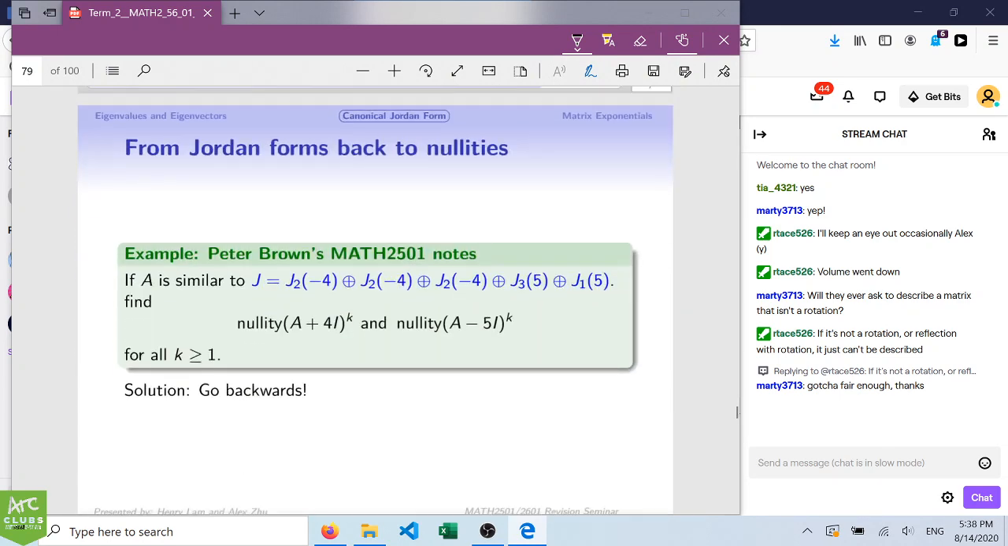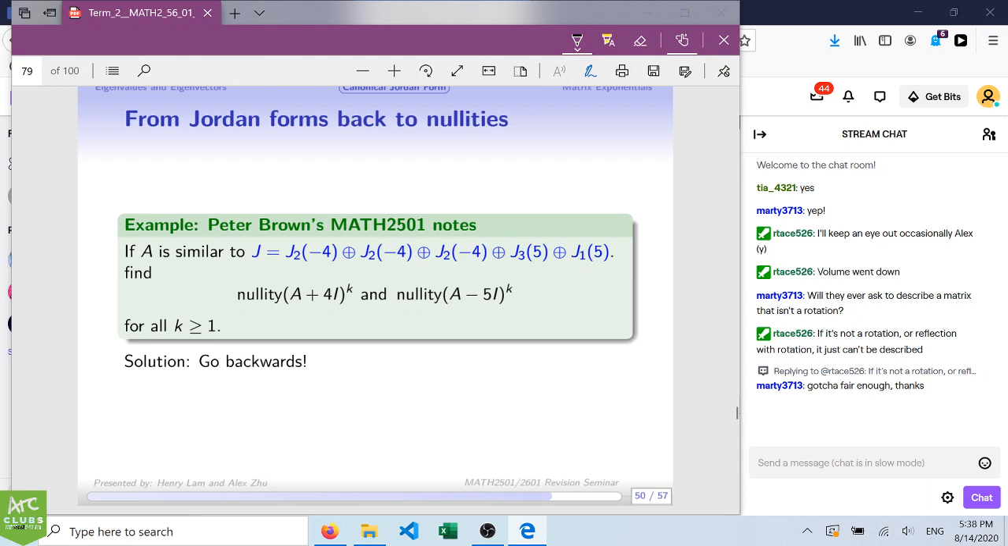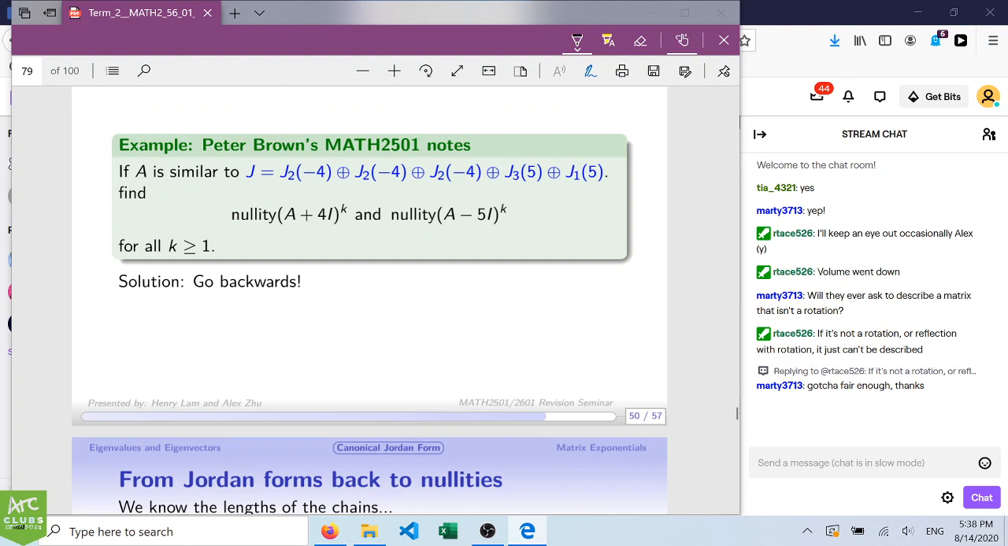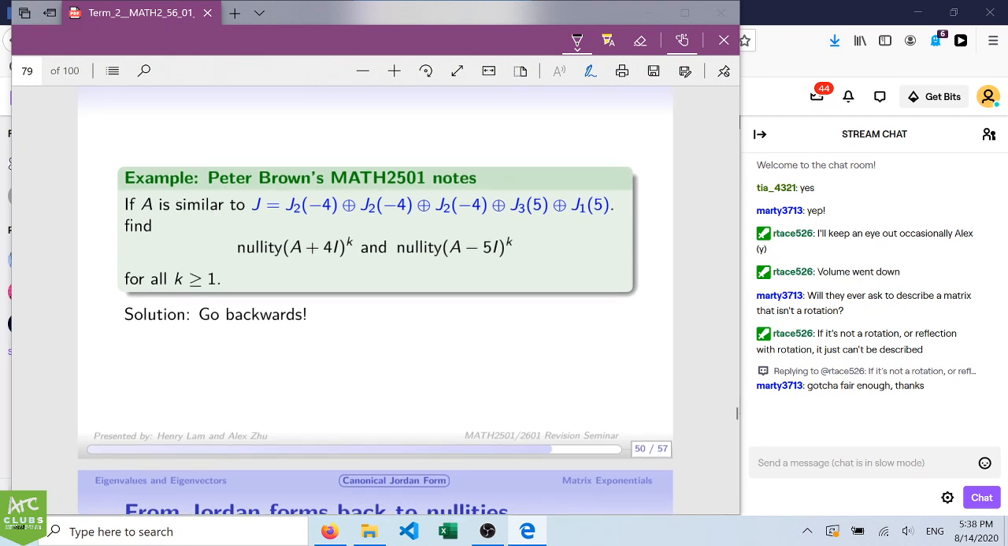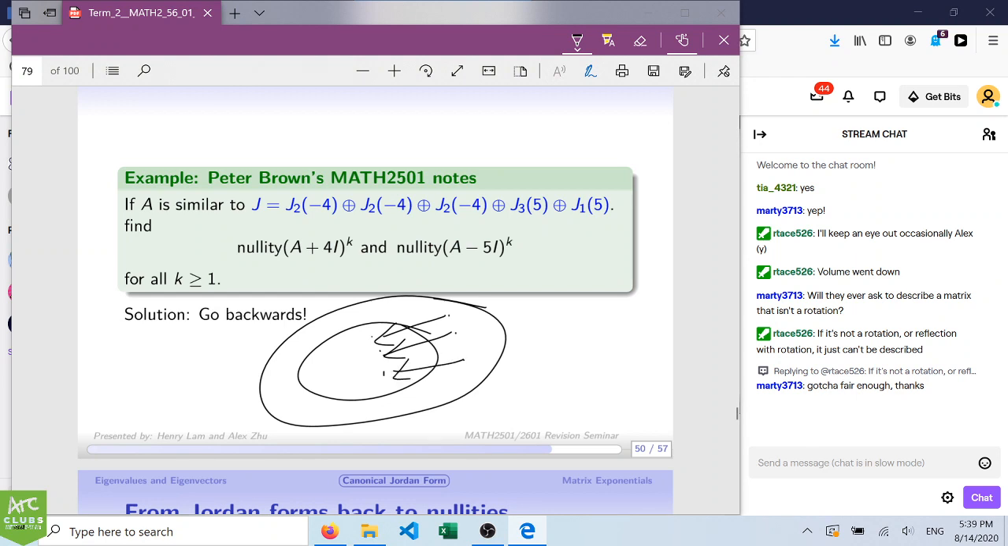And then we have a next question, which is, given a Jordan block, a Jordan form configuration, find the nullity of (A + 4i)^k and (A - 5i)^k. To do this question, we just need to list out the Jordan blocks of the Jordan form, the onion diagram, but in reverse. So there's going to be 2, 2, 2 like this.